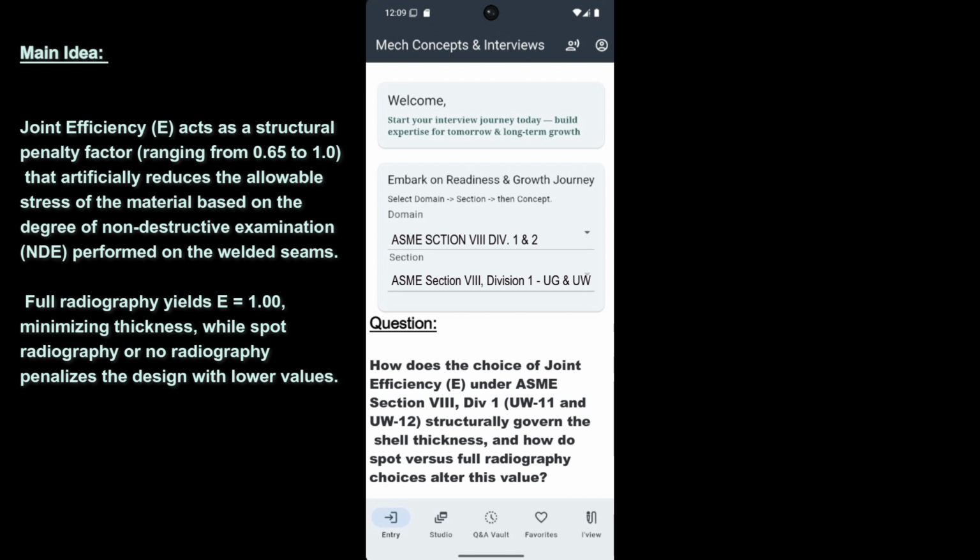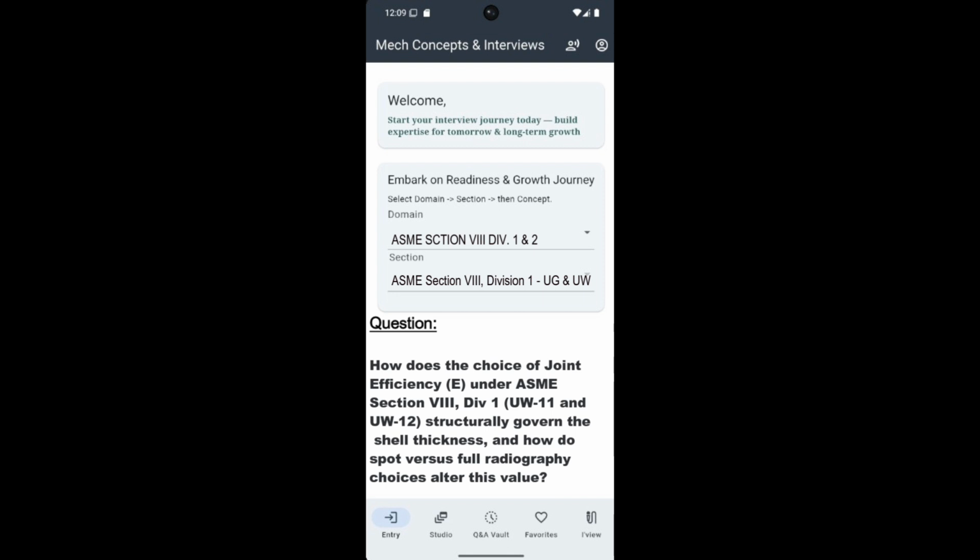Sure, if you choose to perform full radiography, meaning you X-ray 100% of the length of the welded seams to prove there are absolutely zero hidden cracks or voids, the code rewards you. It yields an E of 1.00. So mathematically it's perfect? Structurally, yes. The math essentially assumes that your weld is perfectly pristine, identical in strength to the seamless parent metal. This completely minimizes your required wall thickness.